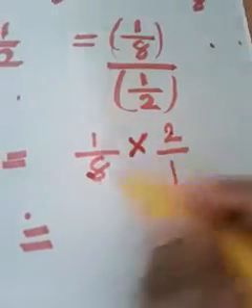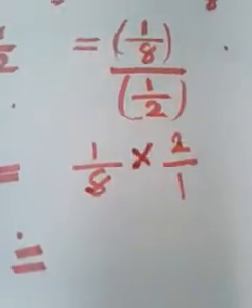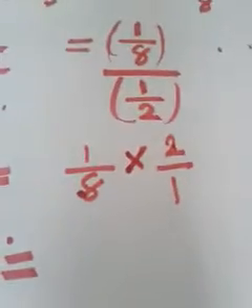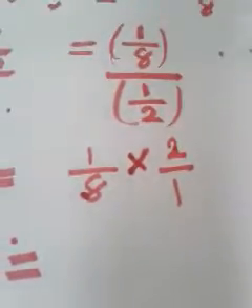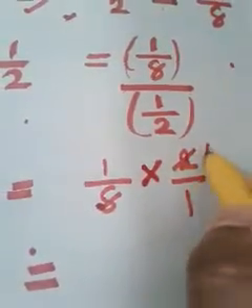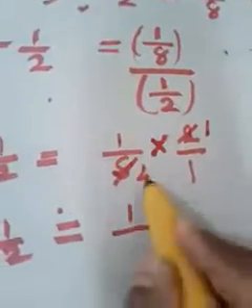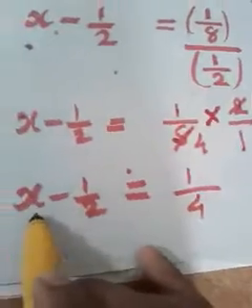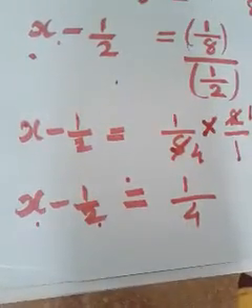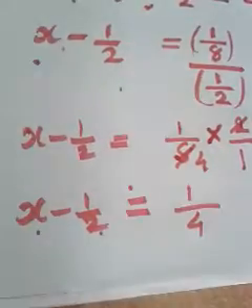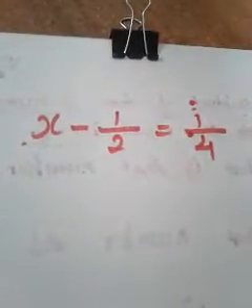Which is the common factor in 2 and 8? Yes, 2 is a common factor. In 2, how many 2s? 1. In 8, how many 2s? 4. So 1 into 1 is 1, 4 into 1 is 4. That means we got x minus 1 by 2 is equal to 1 by 4 now. Okay. So we have reached here: x minus 1 by 2 is equal to 1 by 4.